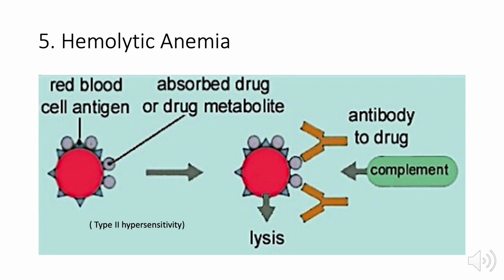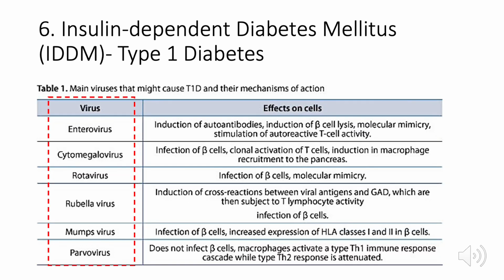Hapten, such as penicillin and cephalosporin, binds to the red blood cell and forms a neoantigen that induces immune response. This causes lysis of red blood cell, leading to hemolytic anemia. In type 1 diabetes, it is believed that viruses infect the beta islet cells. Antibody generated destroys both the virus and the infected beta cells. Thus, very little or no insulin is produced.